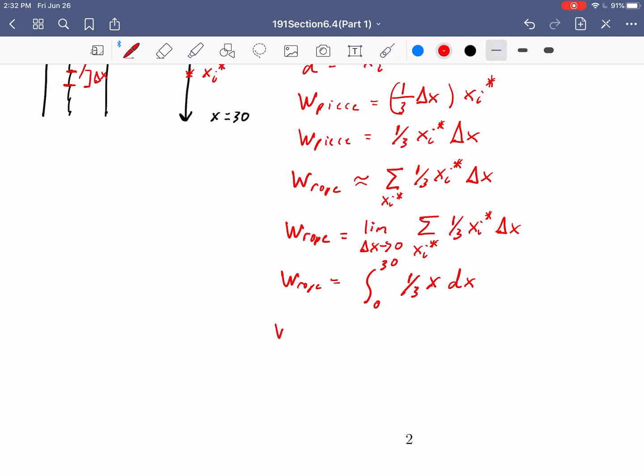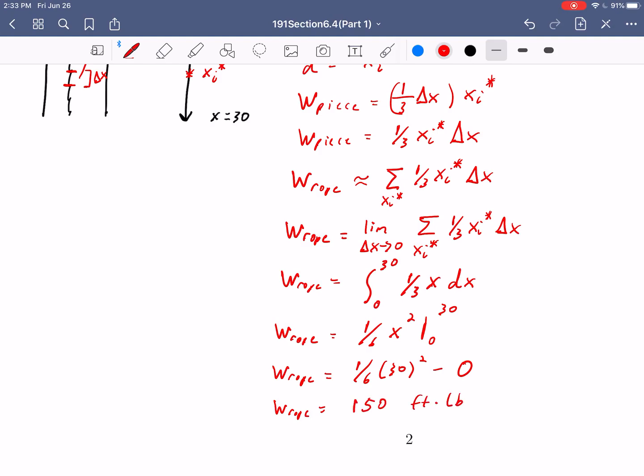Yep, should be very easy. This would be 1/6 x squared evaluated from 0 to 30. Plug that in. We get the work from the rope is 1/6 times 30 squared minus 0. 30 squared is going to be, what, 900? And then 900 divided by 6. Oh, that sounds like 150. So the work for the rope is equal to 150, and, of course, that would be in foot-pounds.